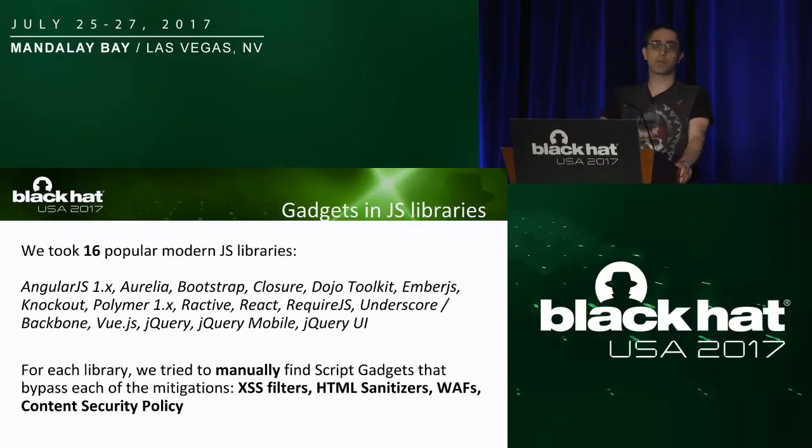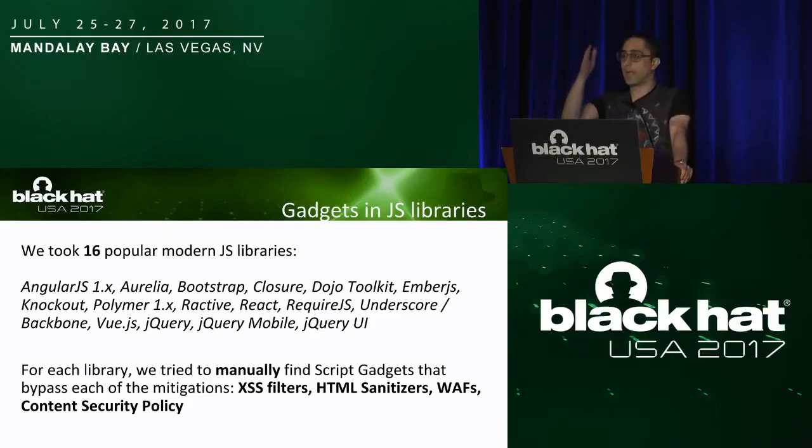Then we started simply manually looking at the code of those libraries in order to find script gadgets. For every library in this list, we were trying to bypass every one of the mitigations tested. We took a couple of XSS filters, a couple of sanitizers, only one example of a web application firewall, the OWASP ModSecurity with the Core Rule Set, and several variants of Content Security Policy. So we had a matrix of libraries and mitigations, and we tried to come up with a bypass example for each cell in this matrix.